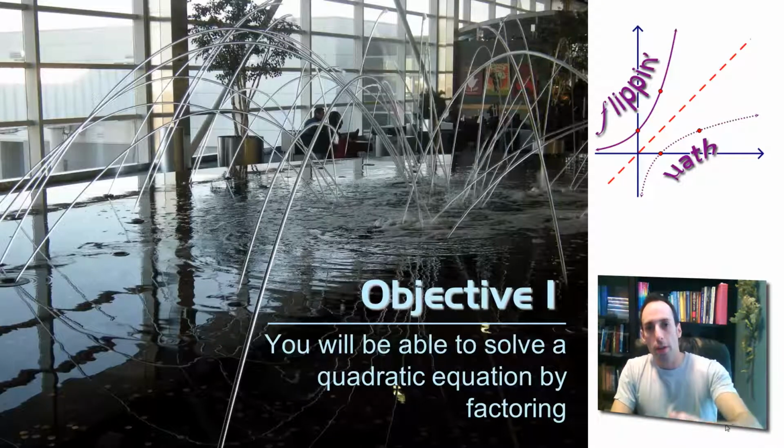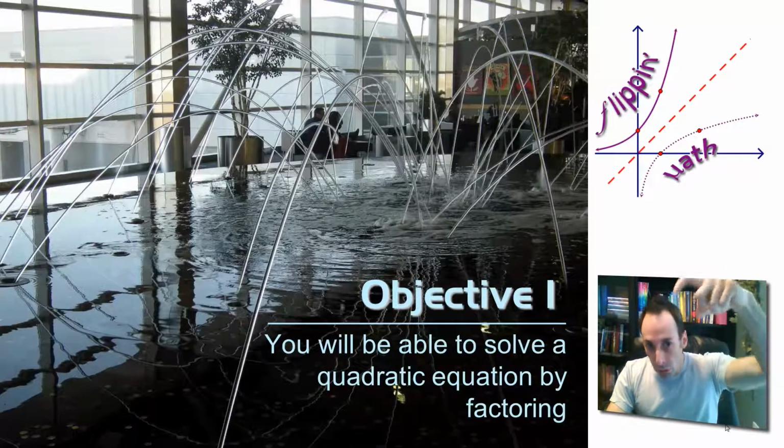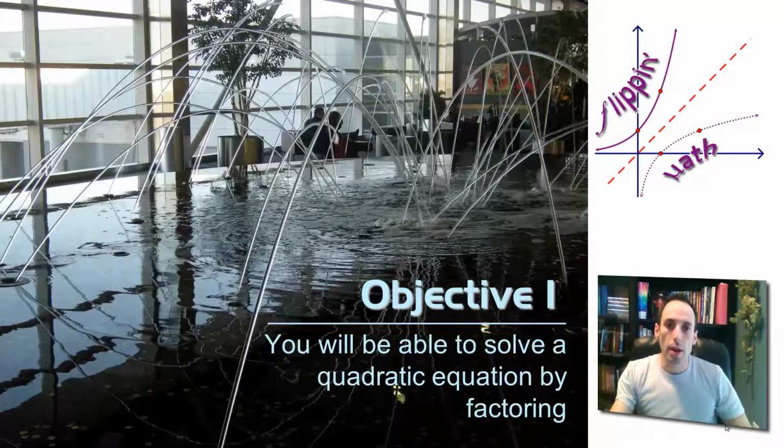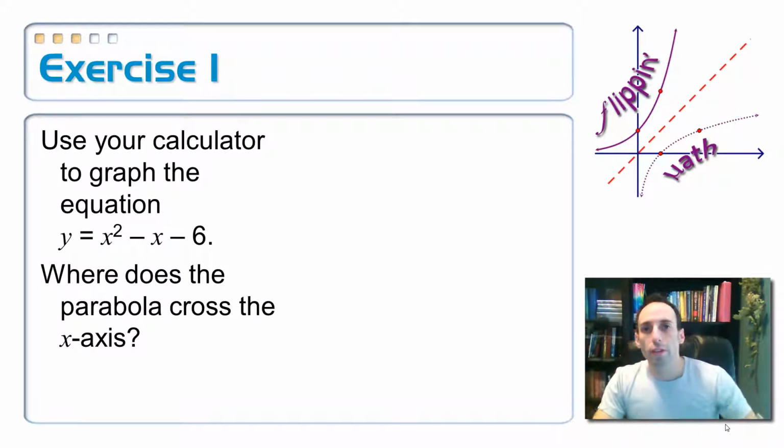So our objective here is to be able to solve quadratic equations by factoring. In this image here, you've got a fountain. I think it's in an airport or something. In this fountain, you can see the water, when it shoots up, forms the basic shape of a parabola. Whenever you shoot the water out, it makes a parabola, and parabolas are the shape of the graph of a quadratic function.